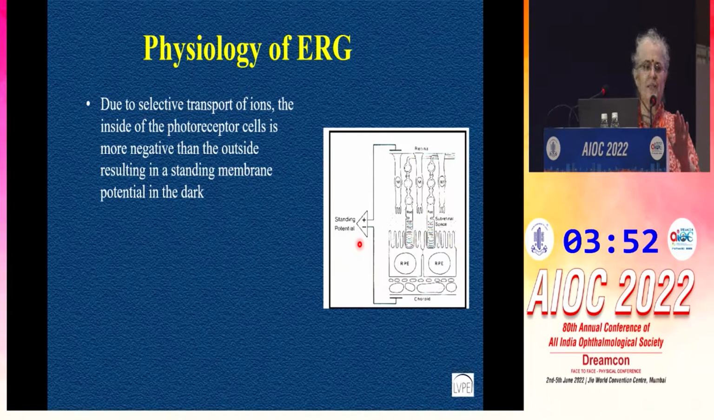So what will happen? Normally there are gated channels. Most of our body cells, neuron cells, have gated channels, so they will allow certain ions to go in, certain ions to come out. Normally inside the cells, the ions are in such a situation that they are more negative. So the intracellular space of these photoreceptors is negative as compared to the outside. That creates a standing potential. So even if you don't do anything, the eye has a standing potential. It means there is an electrical battery already ready.